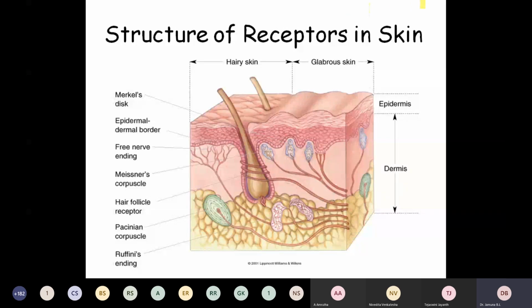Usually if you take a histological section of the skin, we have an epidermis and dermis. All these receptors are located in the dermis, in varying positions. Depending on the type of stimulus, if it is a light touch, Meissner corpuscles get stimulated. If it is touch pressure, then Pacinian corpuscles. If it is warm, then Ruffini's nerve endings. So depending on the type of sensation, a particular type of receptor gets stimulated.